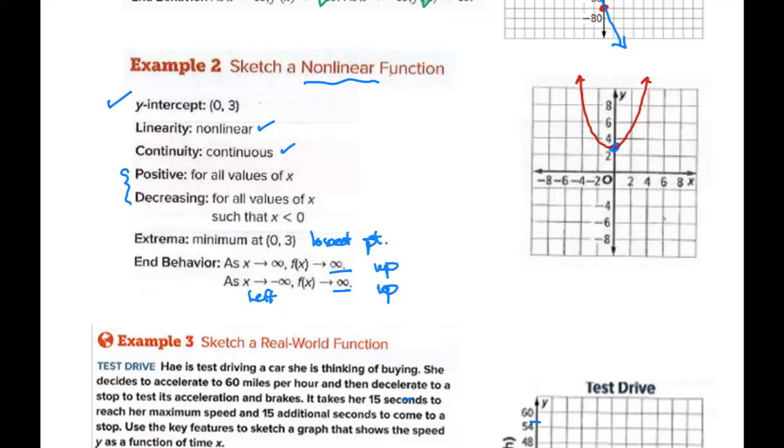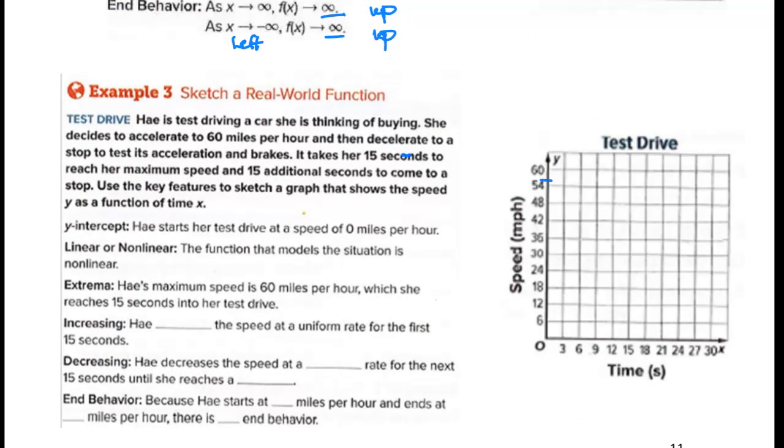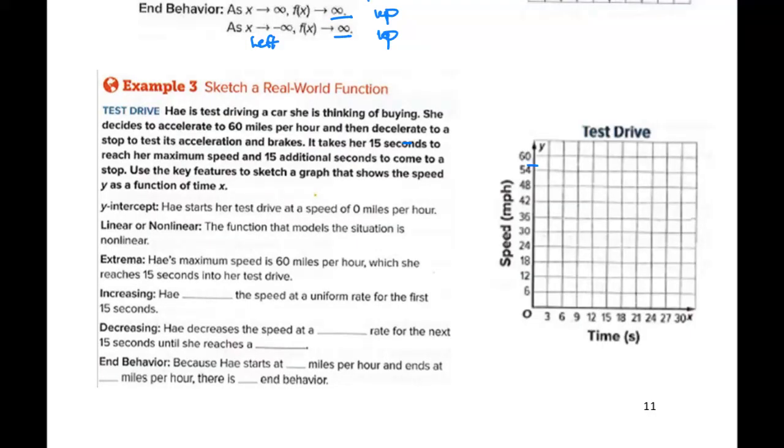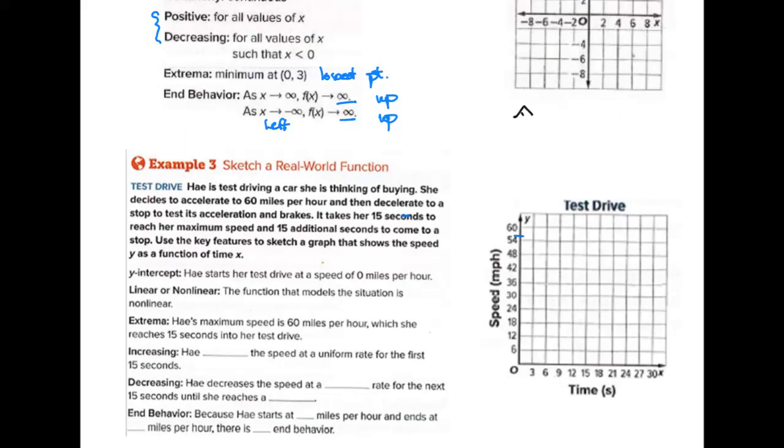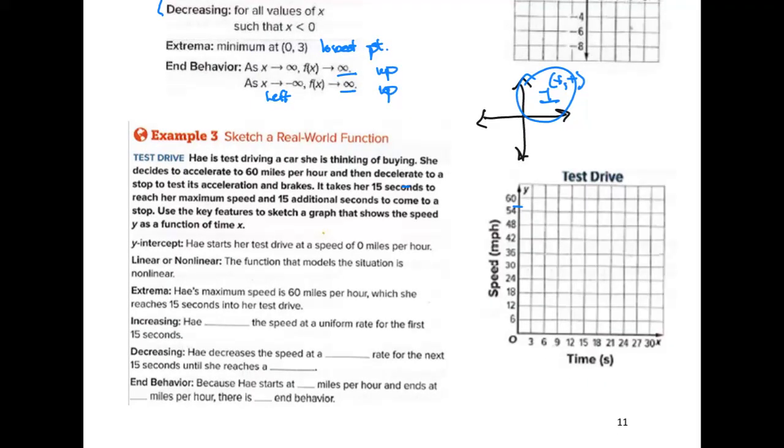Last one. So it says to sketch a real world function. When we talk about real world type things, this is usually quadrant 1, which means it is the quadrant right here. Okay, so this is just that upper right hand corner where you have a positive x value and a positive y value. All right, that's where a lot of real world situations happen. Okay, so follow along as I read.